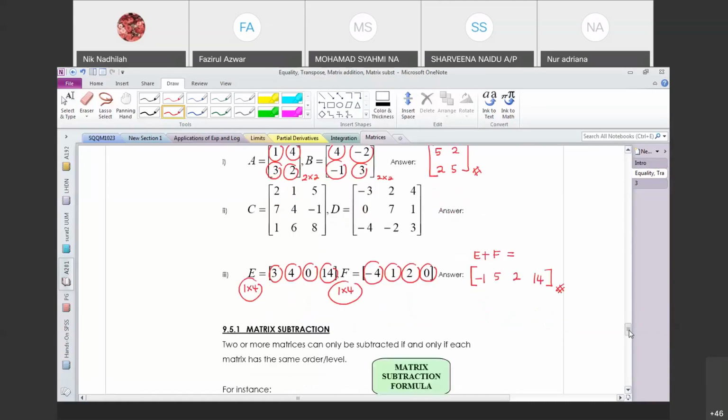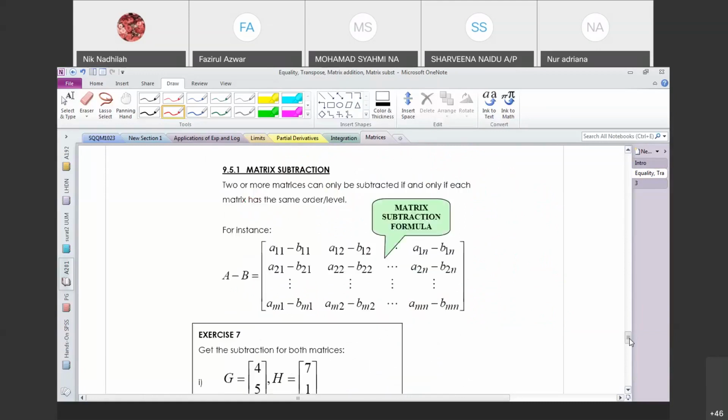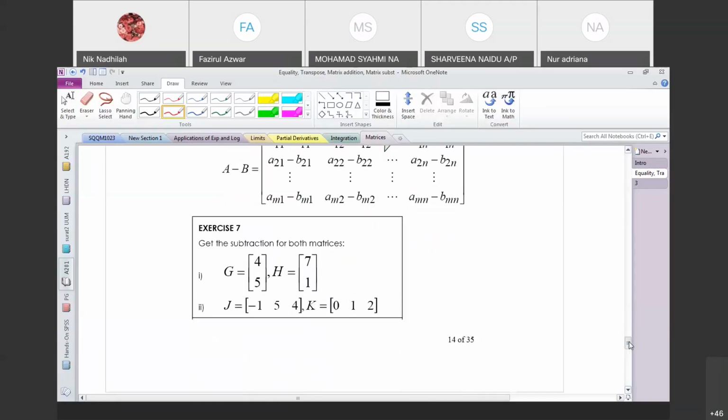Okay, the same concept for subtraction. Tolak matrix pun macam tu. Size kena sama. And the way you subtract the elements is similar to how you add the elements for matrix addition.